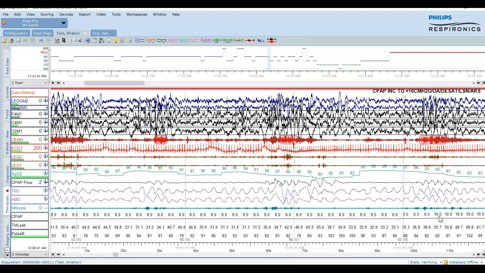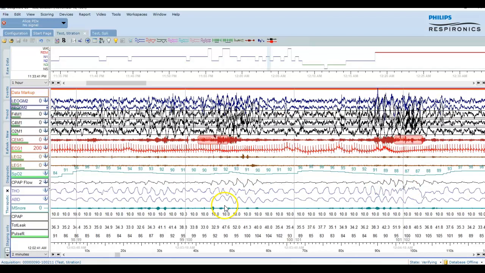So from 8 onward, you may increase only one pressure step at a time for better CPAP titration. CPAP titration means the minimal pressure required to abolish all the respiratory events. So here the technician increased to 10 centimeters. Here, let's see what is happening to the patient.